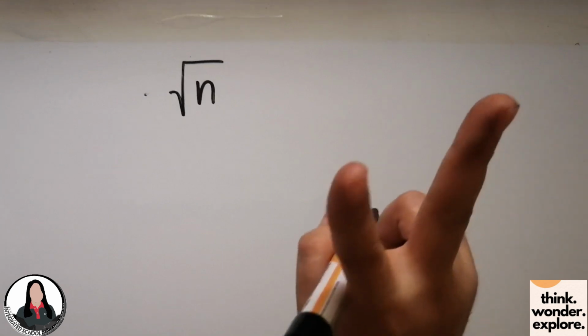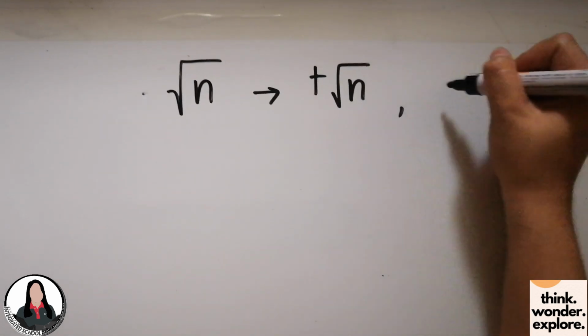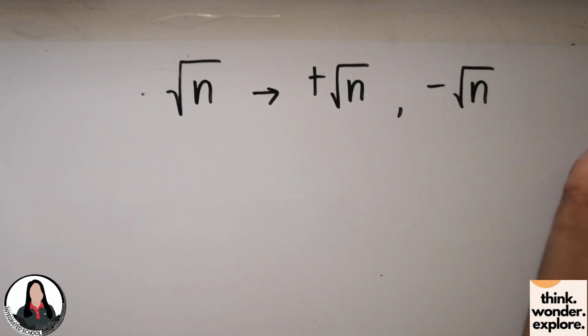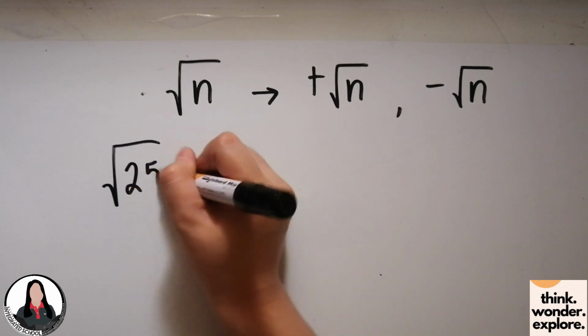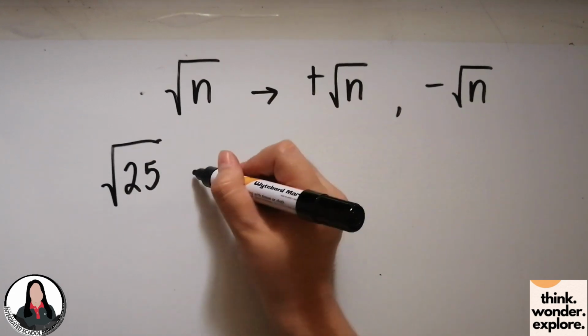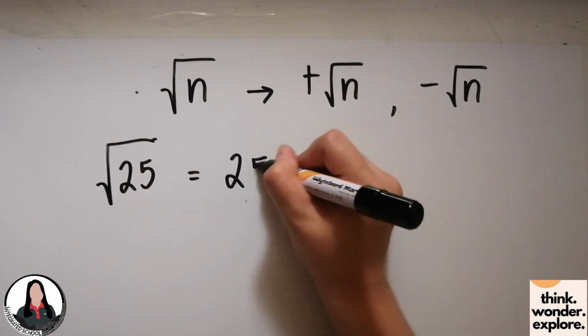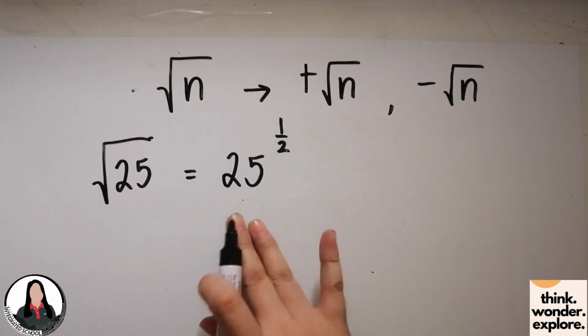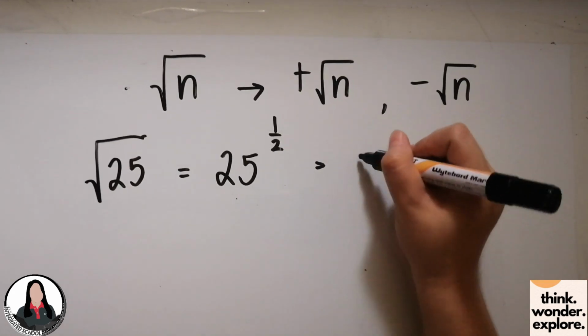When we are getting the square root of a number, say, square root of n, we are actually getting two square roots. It could be the positive square root of n or the negative square root of n. So, for example, kagaya ng binigyan natin kanina, when we are looking for square root of 25, since square root of 25 is looking for the second root of 25, it is also equivalent to 25 raised to 1/2 na kagaya ng sinagutan natin kanina. And 25 raised to 1/2 is equivalent to 5.